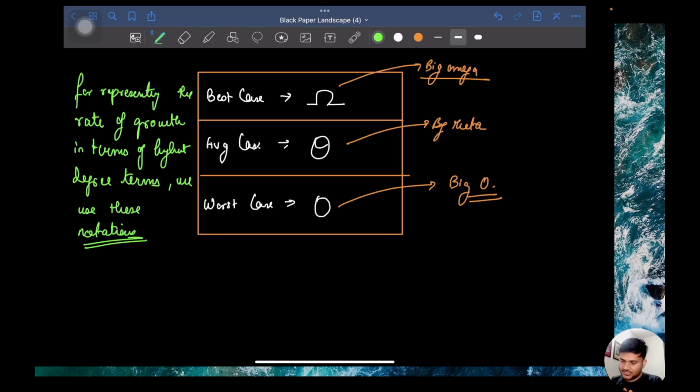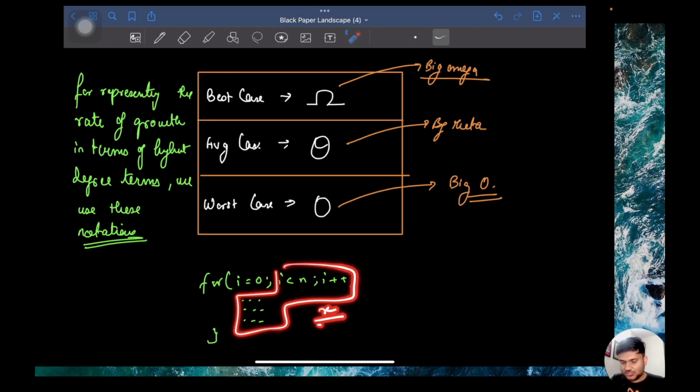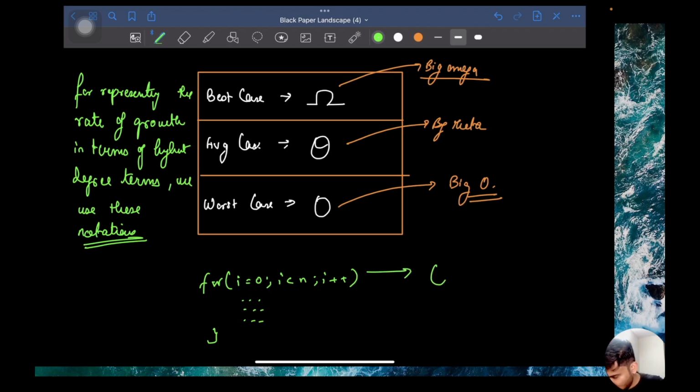For example, let's say I write a loop like this: for i equals 0, i less than n, i plus plus, and there are some instructions. If you see, initializing a variable is a constant, then let's say there are x instructions per loop, but this loop is going to go n times, right? So in the worst case, the complexity is going to be O of n. A lot of people say it is the order of n, or you can say O of n, because it doesn't matter. There is no best case or something.